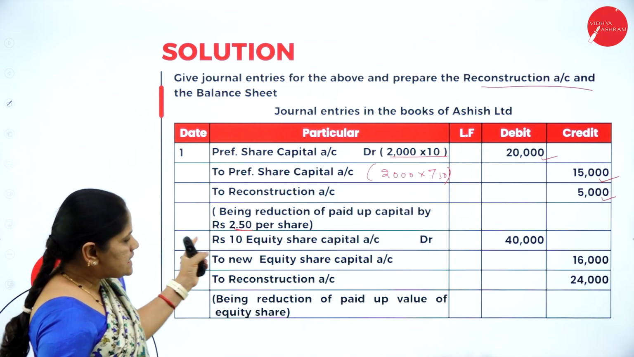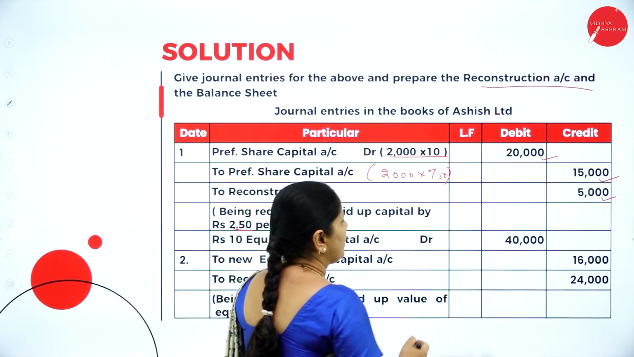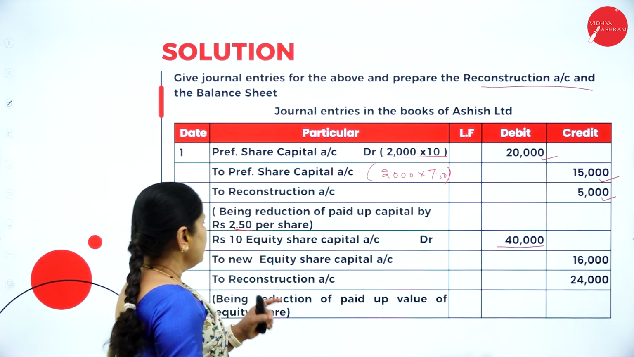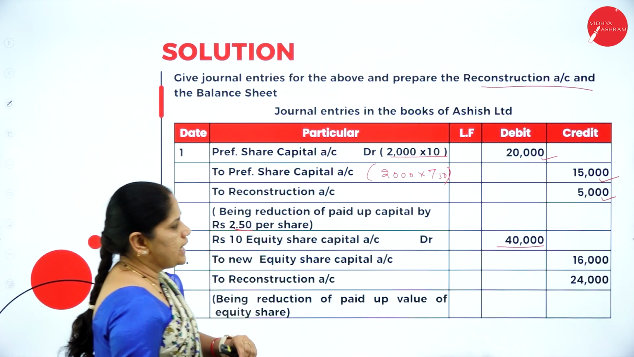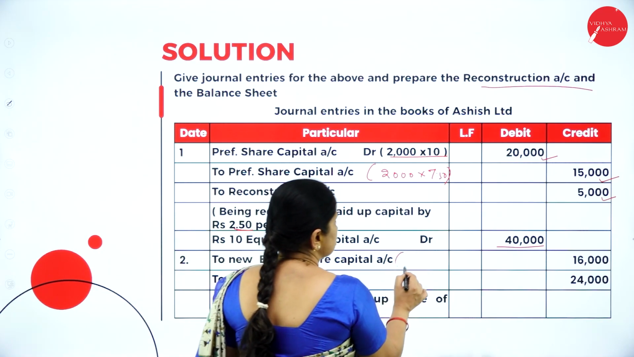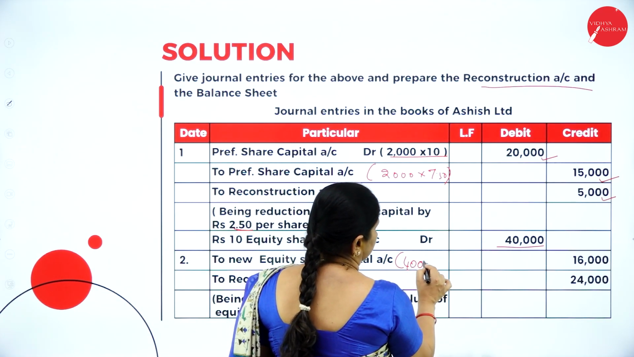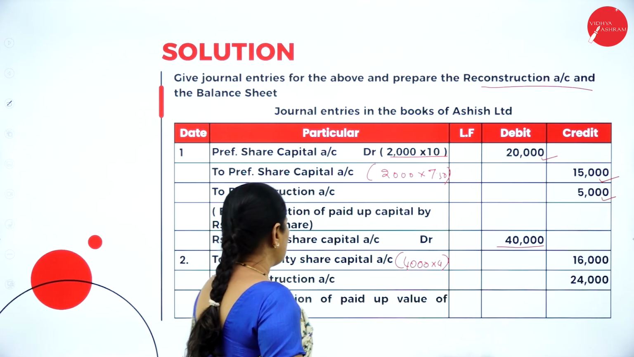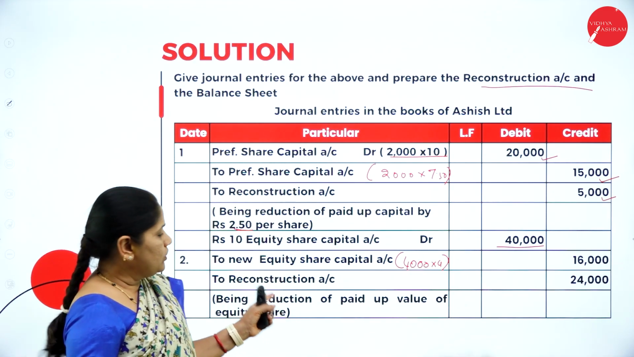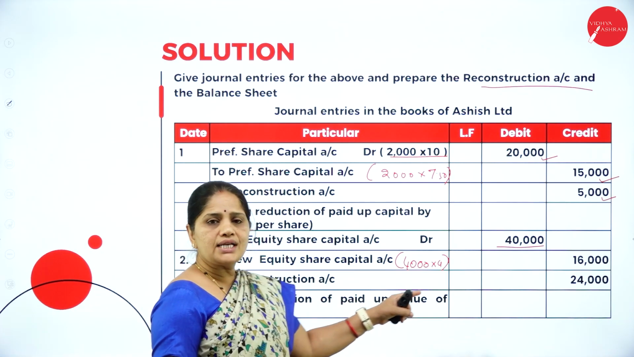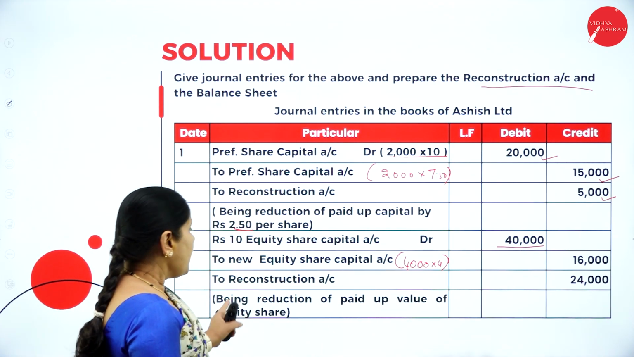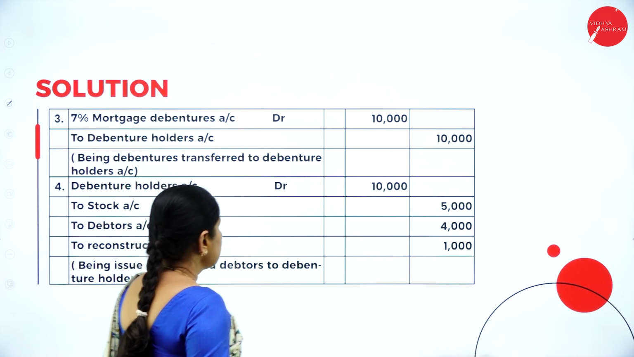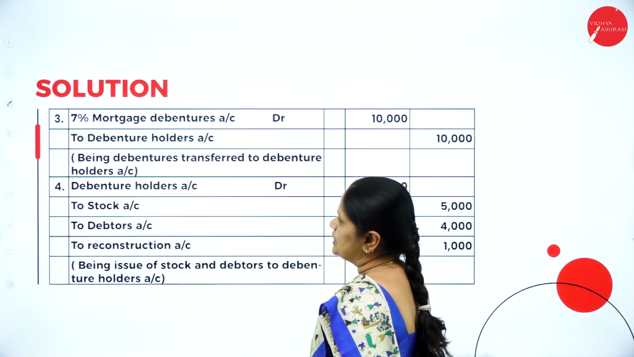Now, rupees 10 equity share capital account debit 40,000. This is the old capital. Now to new equity share capital account, that is 4,000 into 4, which is 16,000. The difference amount will go to the reconstruction account, 24,000, being reduction of paid up value of the equity share. Next we have the mortgage debentures.